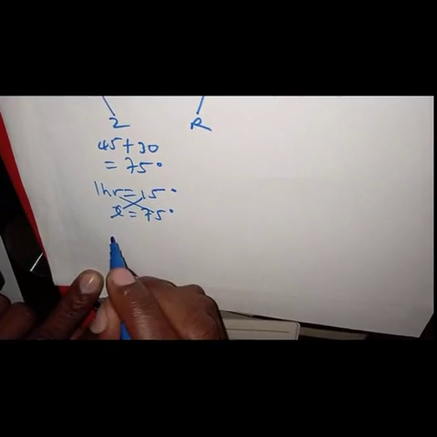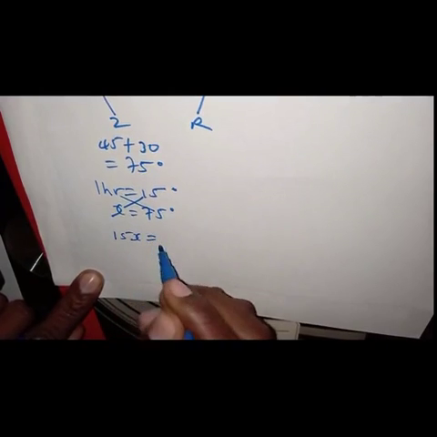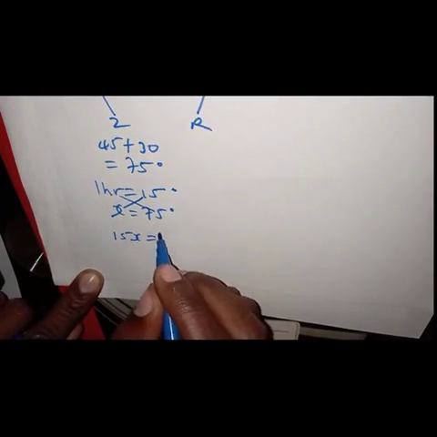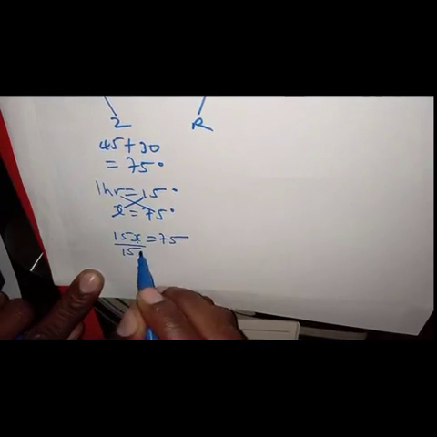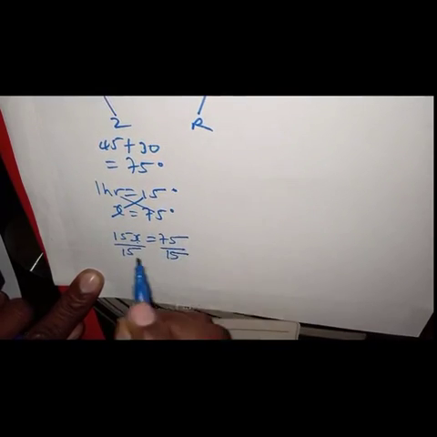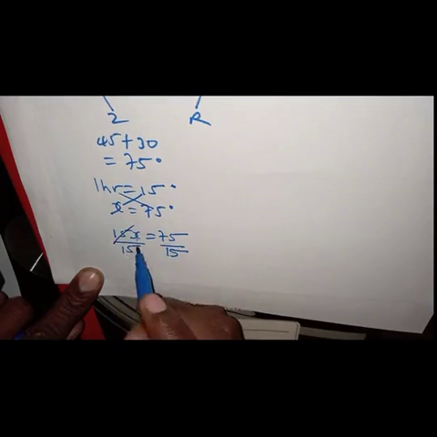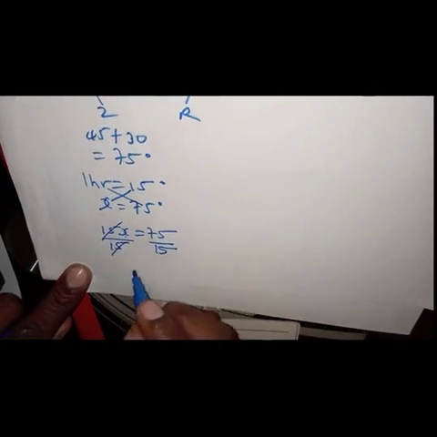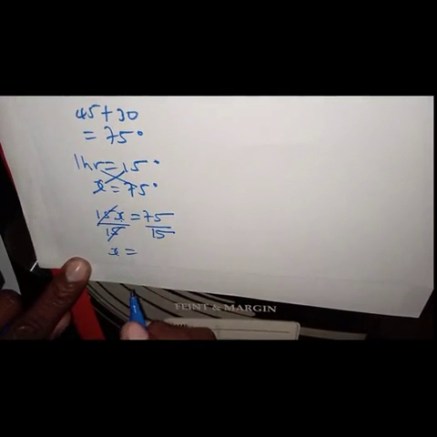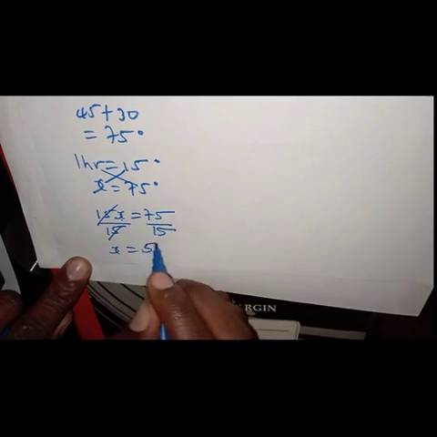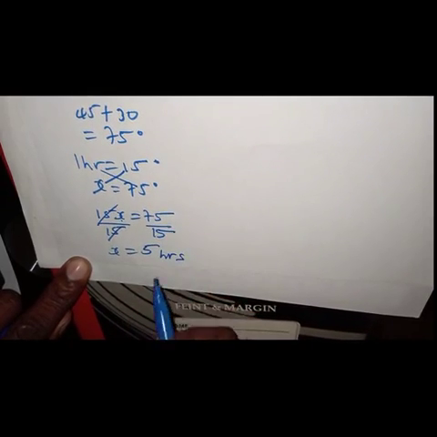So x times 15, that is 15x, is equal to 1 times 75, that is 75. Make x the subject, divide by 15 on both sides. 15 and 15 cancel, so x has remained. What's 75 over 15? That is 5. So this 5 represents 5 hours. I've converted degrees into hours. It was 75 degrees, it translates into 5 hours.